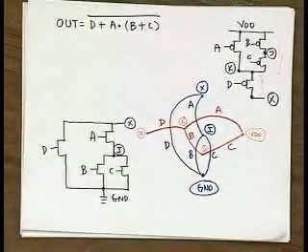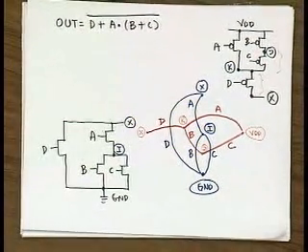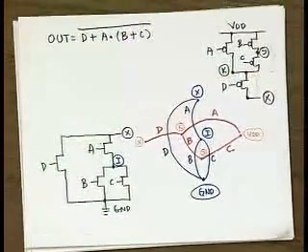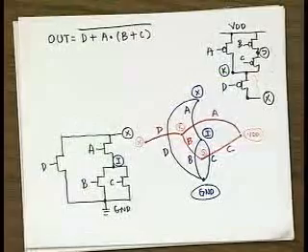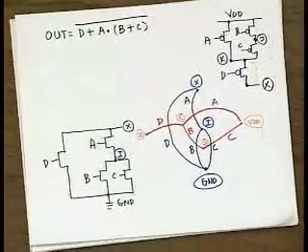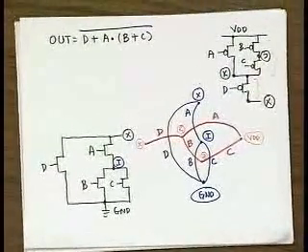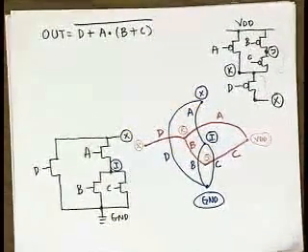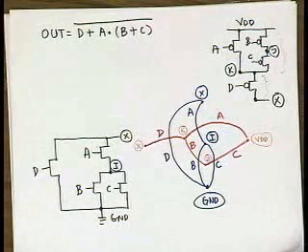Does it matter if you have the parallel combination of B and C above the transistor A? Because by looking at the equation, like B plus A and B plus C, you can flip the order of B plus C and A. Correct. So does it matter if you have the parallel combination of B and C above the transistor A? Correct.